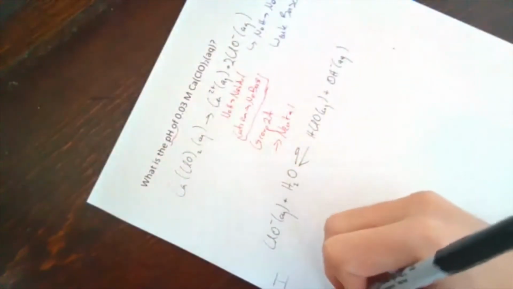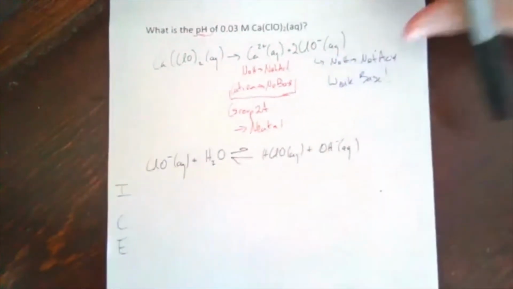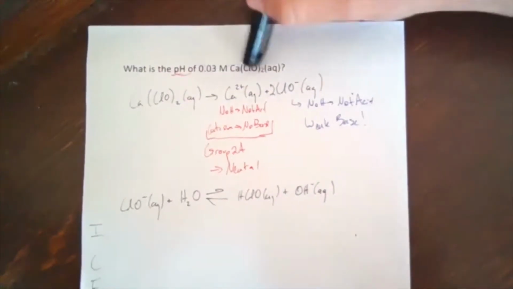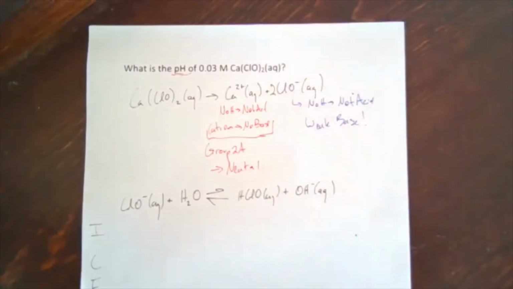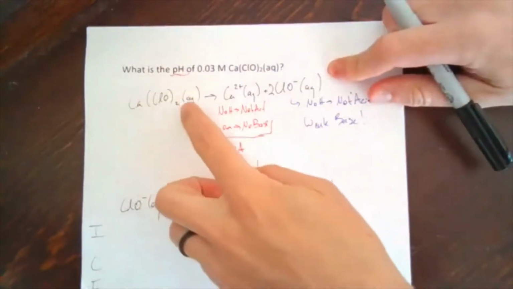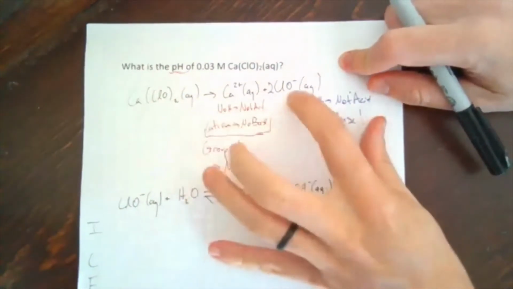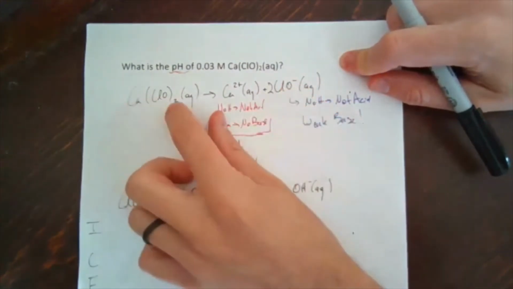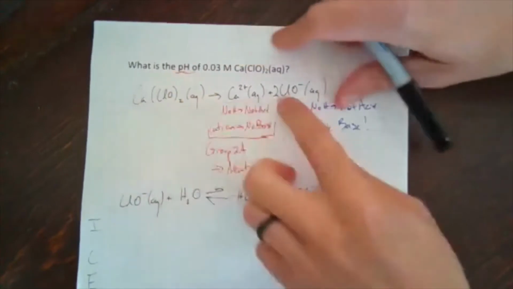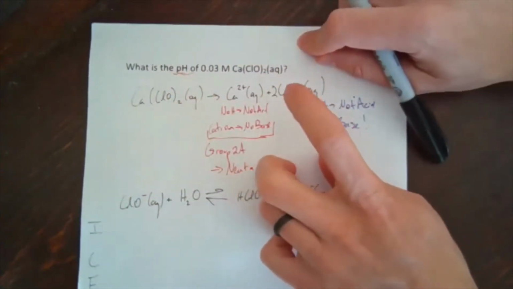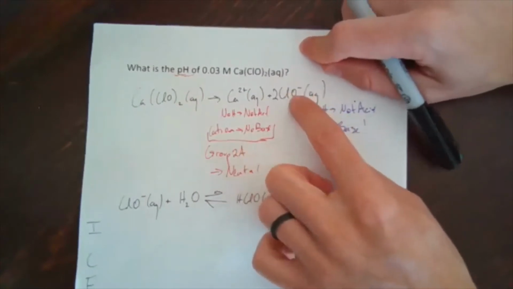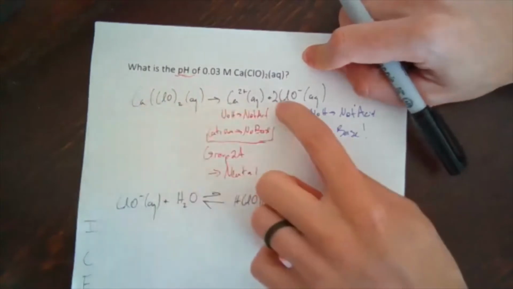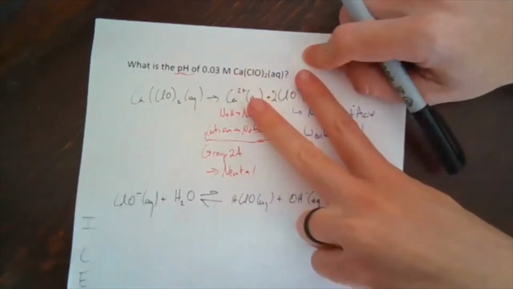So this is one place where we do want to be careful when we're doing salts, because the 0.03 molar is the concentration of the whole salt, that is, of the calcium hypochlorite. But what I really want is the concentration of the hypochlorite. There are 2 hypochlorite ions in 1 formula unit, and I want the total of these, so there's going to be a factor of 2.